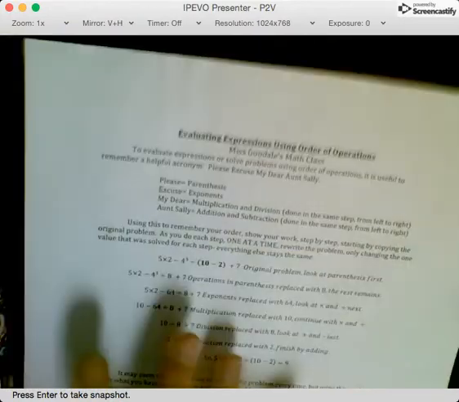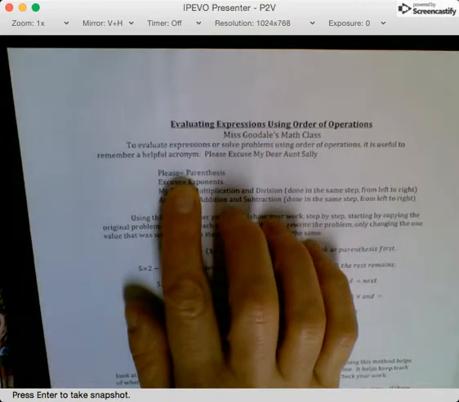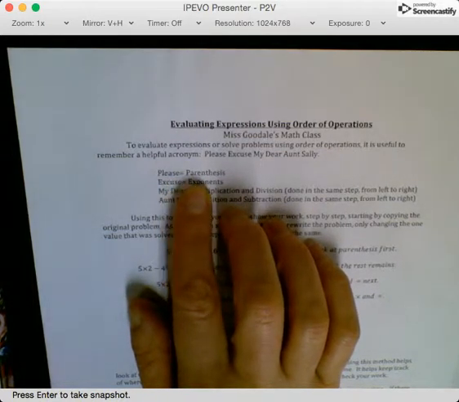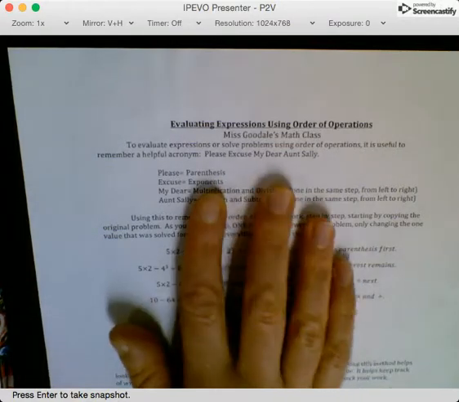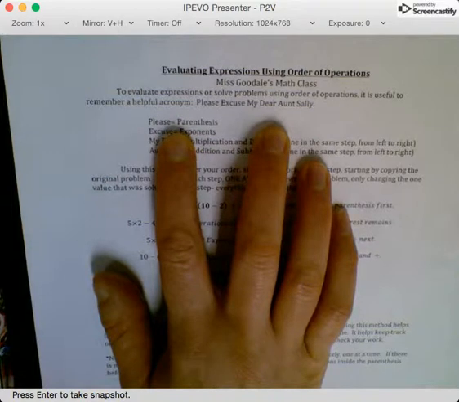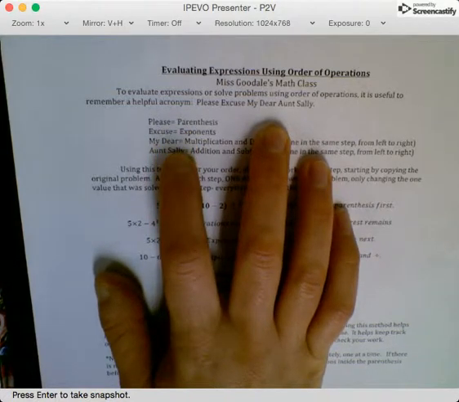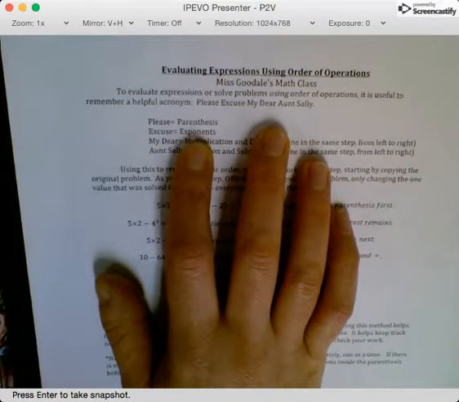So to start out with, I just want to explain to you the acronym for order of operations. It is Please Excuse My Dear Aunt Sally, and please means parentheses. So if I'm solving a problem, I want to do what is inside of the parentheses first. If I have parentheses and there's more than one thing going on, I still follow this inside the parentheses. Then excuse is exponents. So after I do what's inside parentheses, I do exponents.